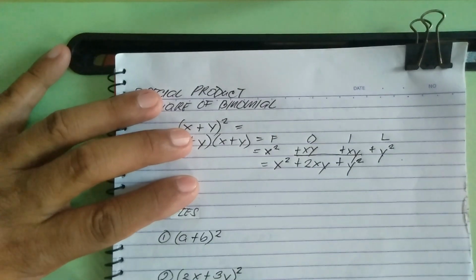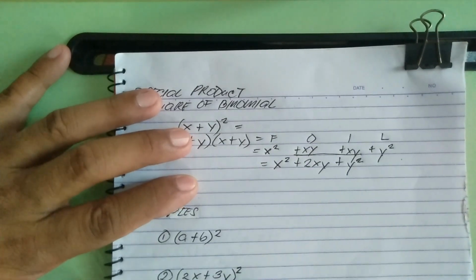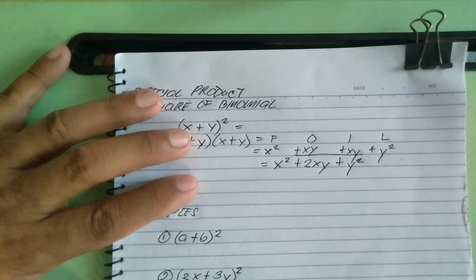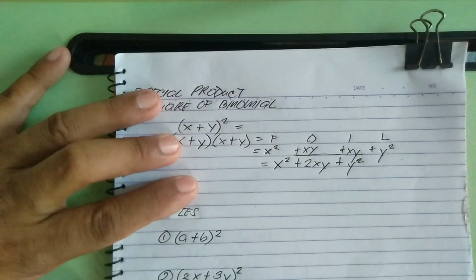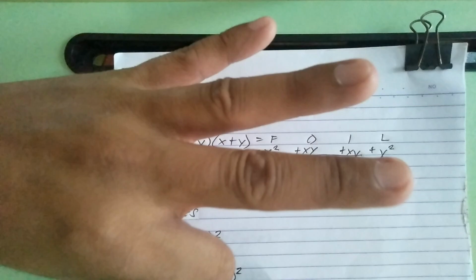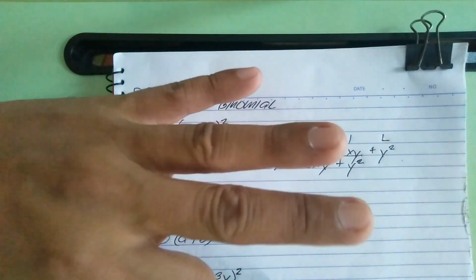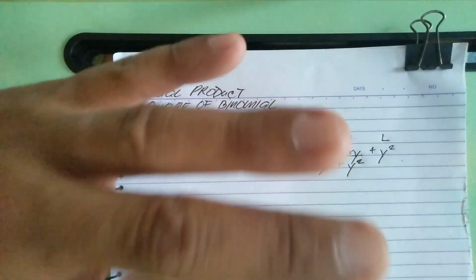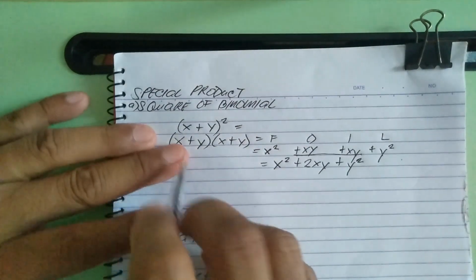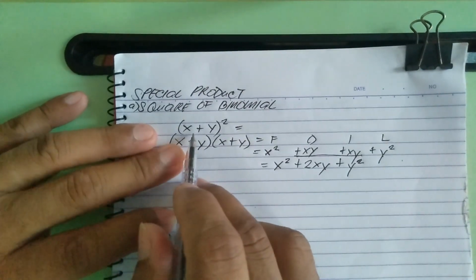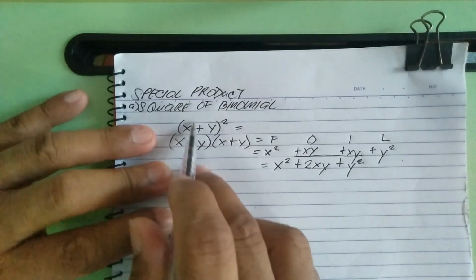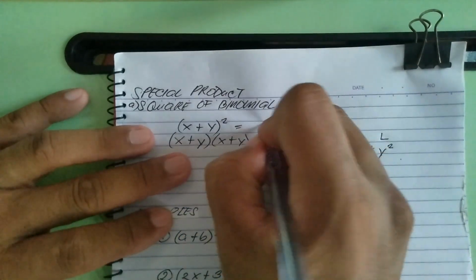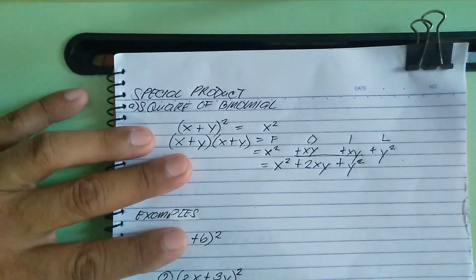Para kahit na i-mental mo na ang iyong kasagutan, mental math ang gagawin mo, makakasagot ka. Ano ang kailangan mong gawin? 3 lang ang kailangan mong gawin. Okay? Ulitin ko, 3 lang ang kailangan mong gawin. Una is, square the first term. What is the first term? X. Sa binomial tayo tumingin. Square the first term. X squared.